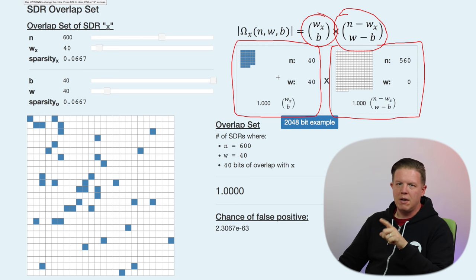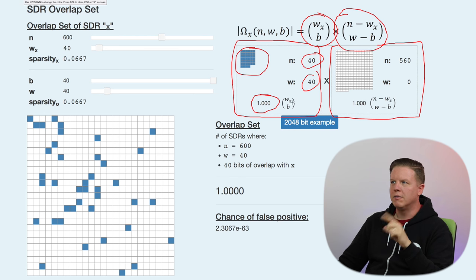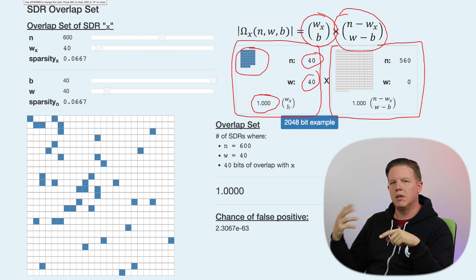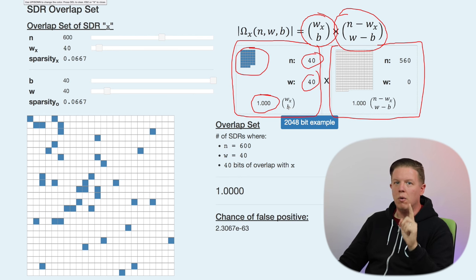And in this case we have right now, without touching any of these sliders, 40 on bits can fit in only one way in 40 spaces. That's what this is telling us. 40 on bits, 40 spaces, one way. That's basically WX choose B. And then remember in a previous episode when we talked about the capacity of an SDR, this is a capacity formula. There's only one way that these can fit.